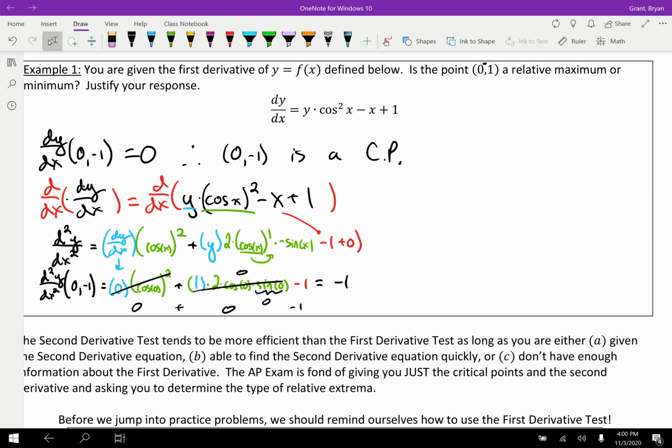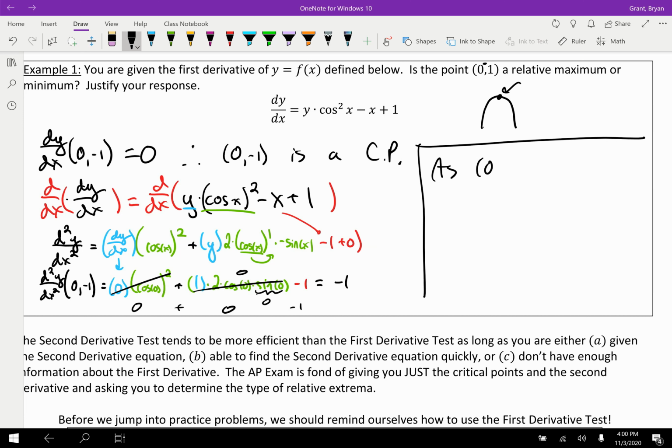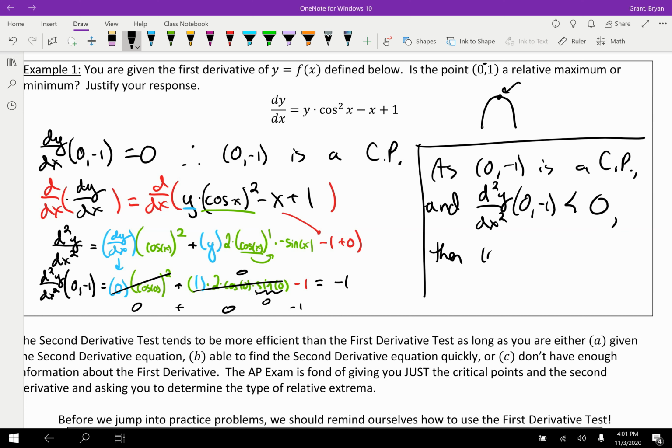And full disclosure, I don't ever have this memorized. So when I find the graph is concave down, I draw a concave down graph and then plot the critical point. Well, that critical point is clearly a relative max, so now I can write my conclusion. As (0, -1) is a critical point, and d squared y over dx squared, the second derivative, evaluated at (0, -1) is less than 0. You could just say the second derivative at that point is less than 0, is negative, whatever sounds good to you. Then (0, -1) is a relative max.